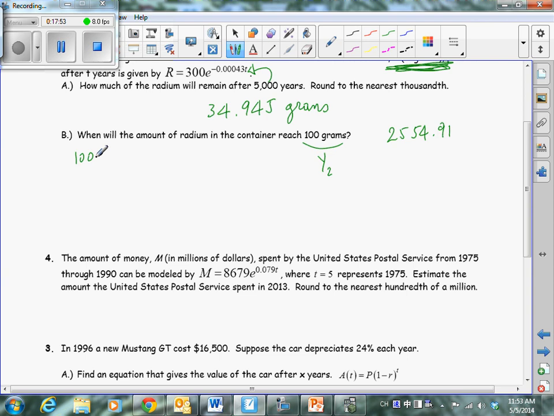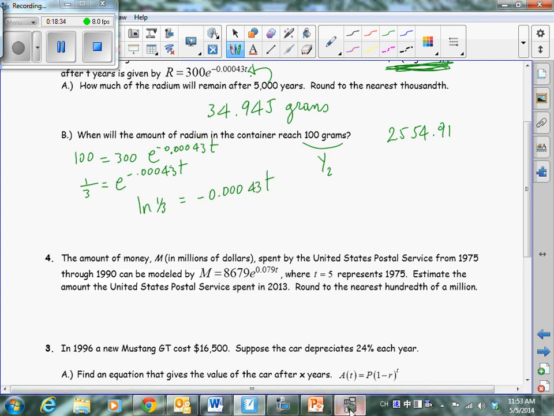So let's start with 100 is equal to 300 e to the power of negative 0.00043 t, right? Now I will divide both sides by 300 to get 1/3 is equal to e to the power of negative 0.00043t. I think there are a total of 4 zeros. Now from here I will use the natural log, and I will say natural log of 1/3 is equal to negative 0.00043 t, and I divide by this.